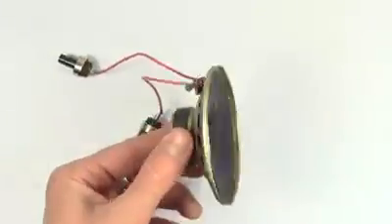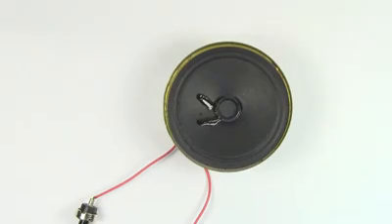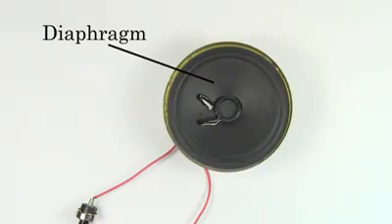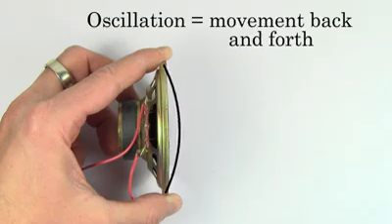Check out this speaker. If we plug it in, it makes sound. The way this speaker creates sound is by moving the front of the speaker, which is called the diaphragm, back and forth rapidly. Scientists often use the word oscillation to refer to the back and forth motion of an object.